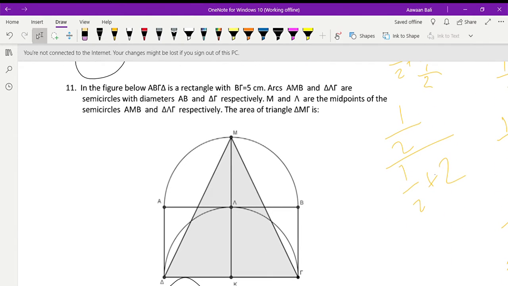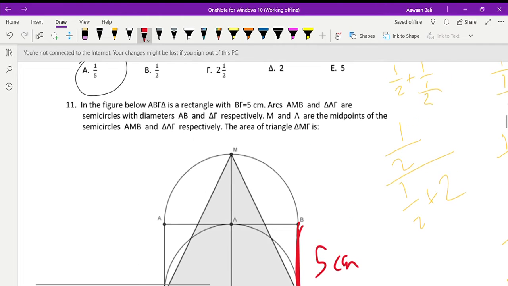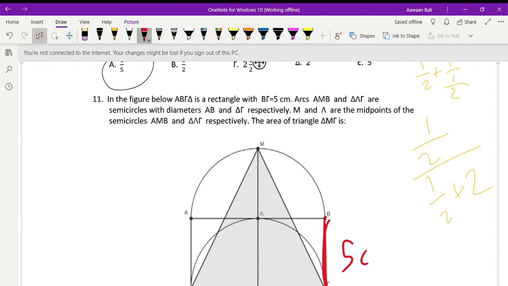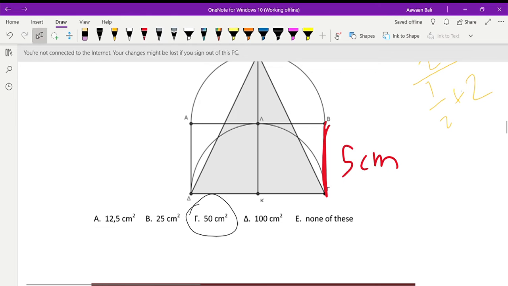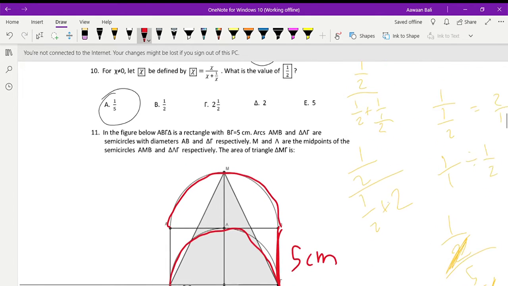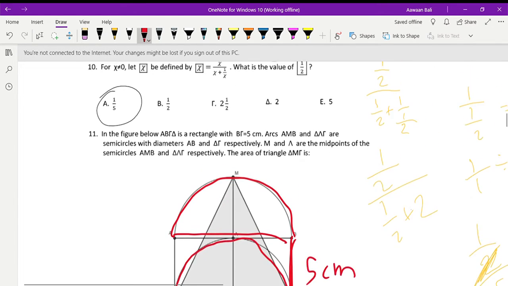Question number 11. The figure below alpha, beta, gamma, delta is a rectangle with beta gamma, so this side here has 5 centimeters. So the arcs, it's basically saying that, wait, let me look. These two arcs, it's saying that their diameter is this and this respectively. Get the idea.